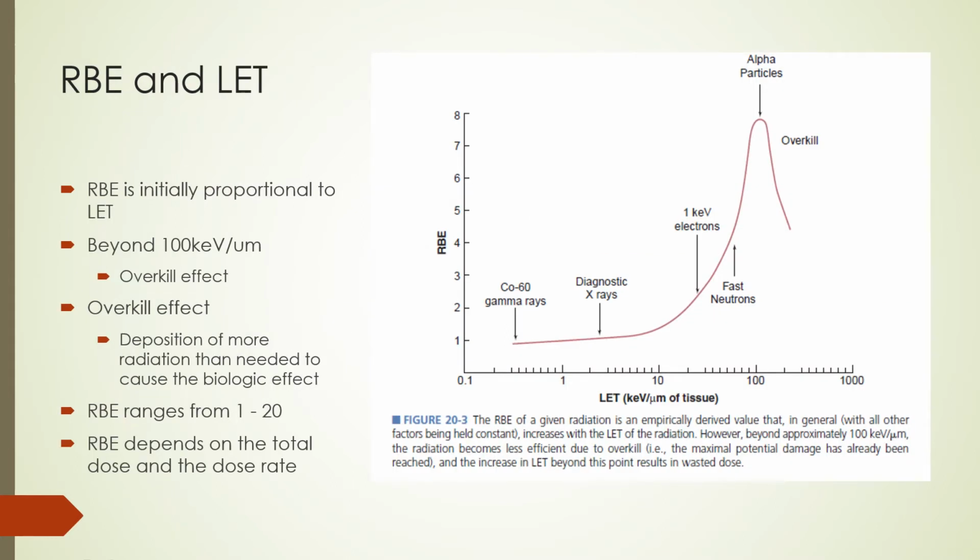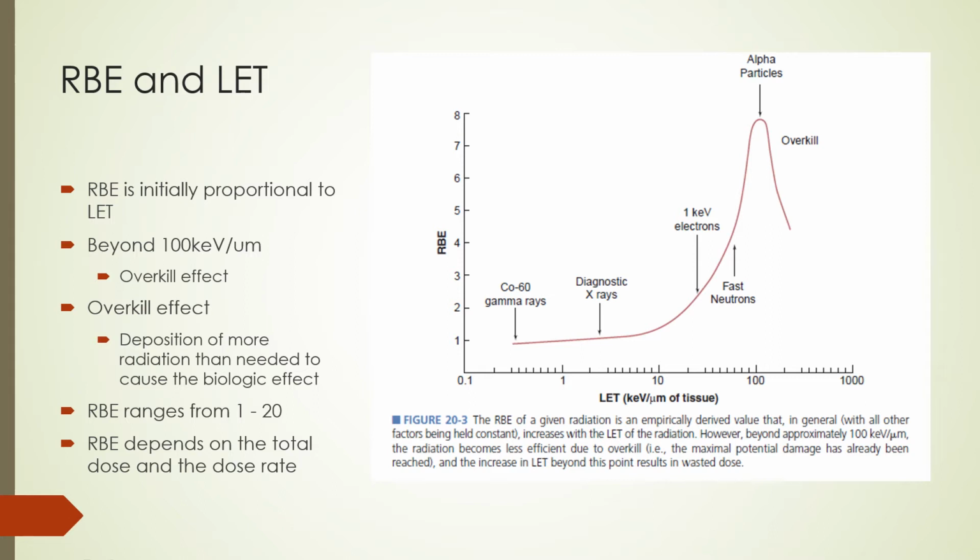On this figure, we see that RBE is initially proportional to LET for X-rays and gamma rays. As the LET of the radiation increases, so does the RBE. The increase is attributed to the higher specific ionization associated with high LET radiations like alpha particles compared to low LET radiations like X-rays and gamma rays.